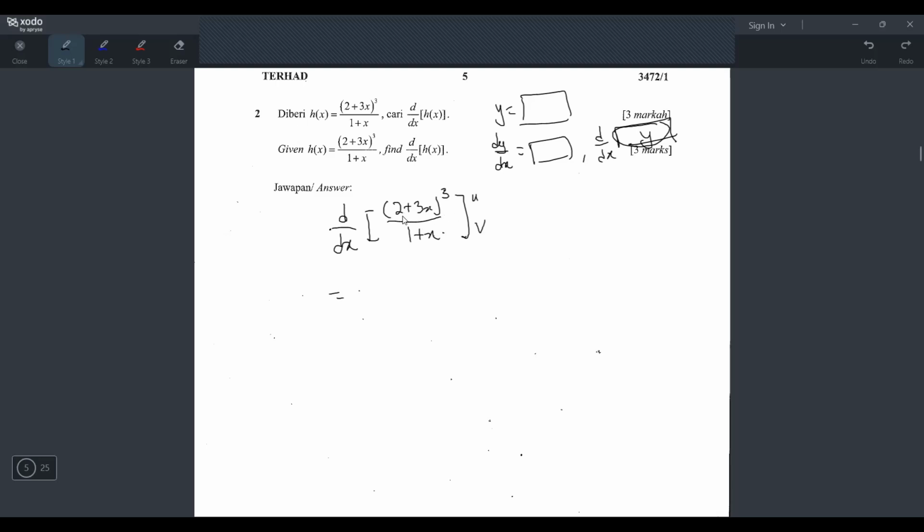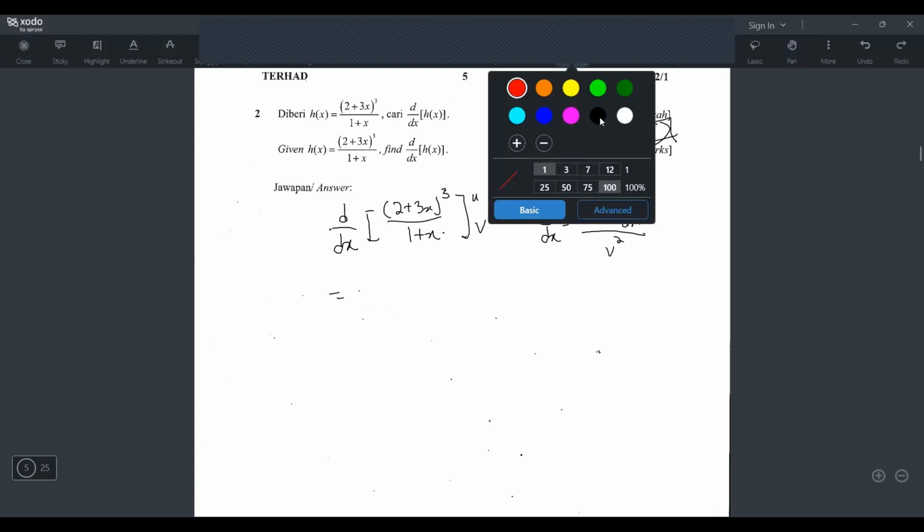The UV method. And since this one is divide, we will use the second UV method, which is copy V times differentiate U, minus copy U times differentiate V, and then divide by V squared. Okay, there are actually two UV formulas. The first one is copy U differentiate V, plus copy V differentiate U. That one is when you have something times something. Okay, but this one is something divided by something. So we will use the second UV method. This one is the UV method, right? So what I will do now is use this formula to differentiate.